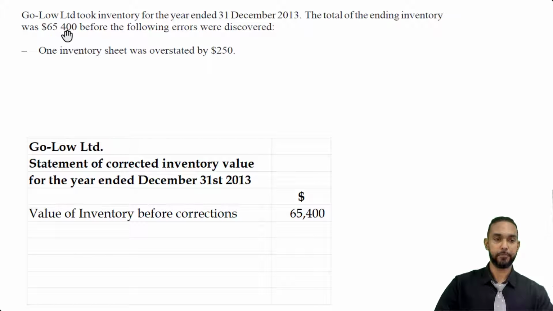The first item that we have to correct is that one inventory sheet was overstated by $250. Overstated means that the value is too high. If it's too high, in order to correct it, we have to subtract. So we're going to less, you're going to see less overstatement, or you can see less overstated value of inventory sheet. Doesn't matter what you put as long as it's correct.